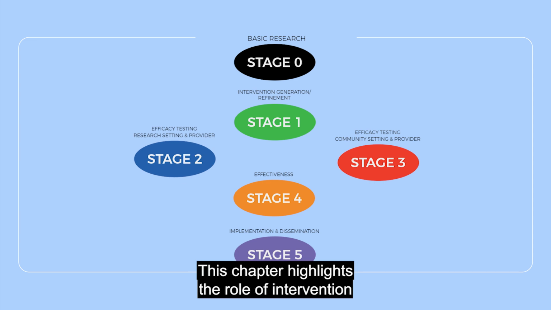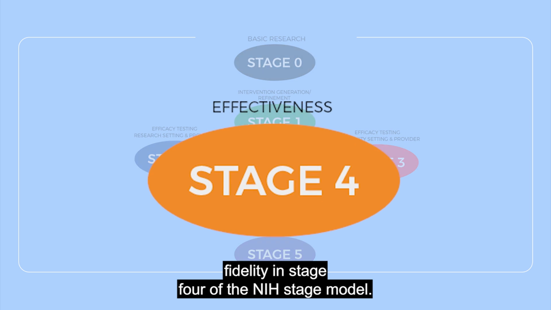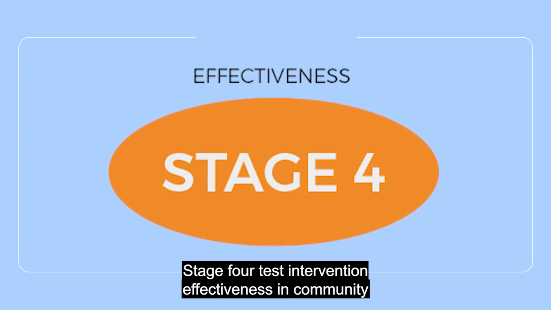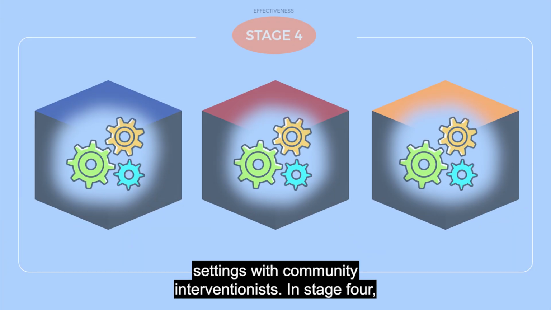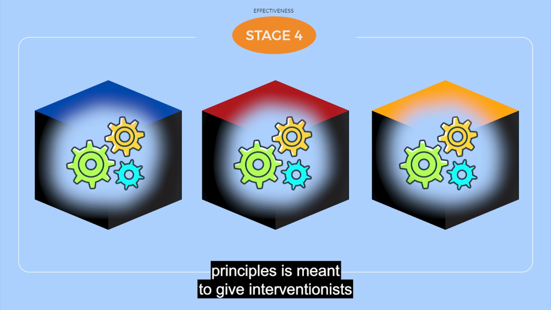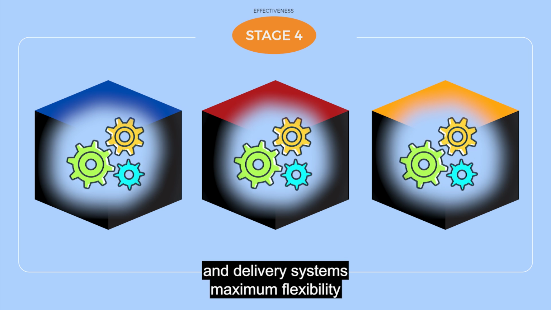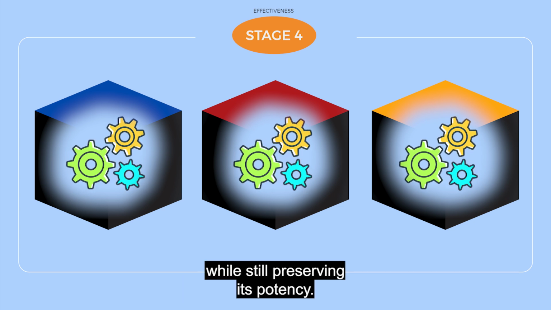This chapter highlights the role of intervention fidelity in Stage 4 of the NIH Stage Model. Stage 4 tests intervention effectiveness in community settings with community interventionists. In Stage 4, fidelity to an intervention's principles is meant to give interventionists and delivery systems maximum flexibility in delivering an intervention while still preserving its potency.